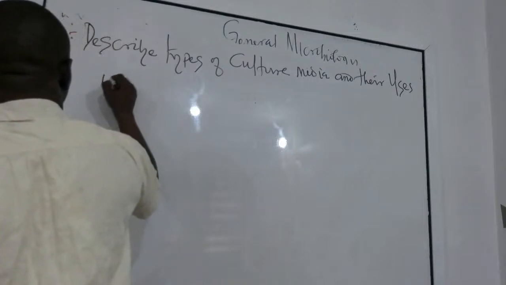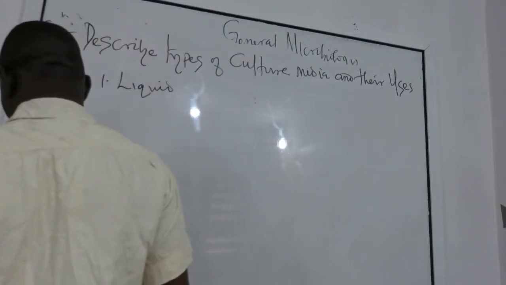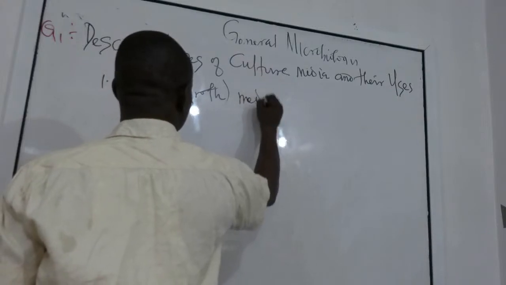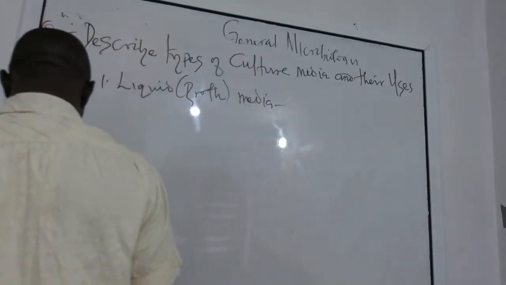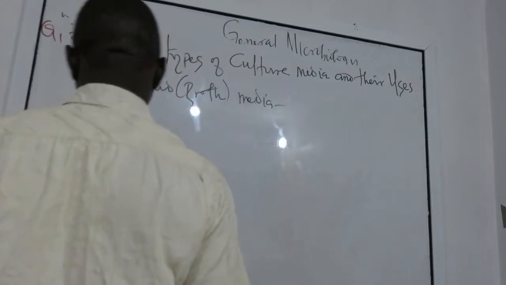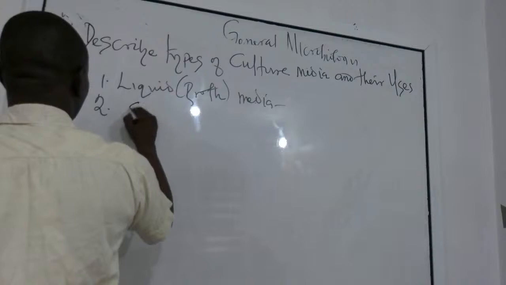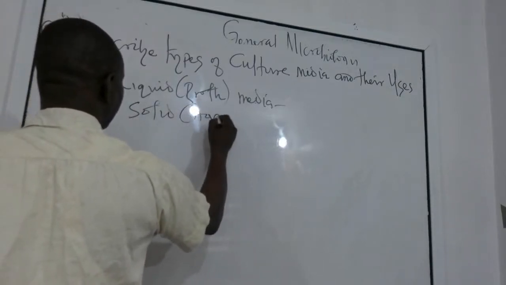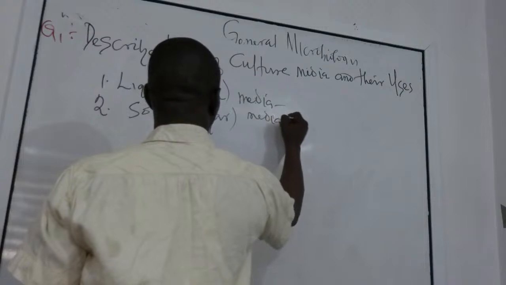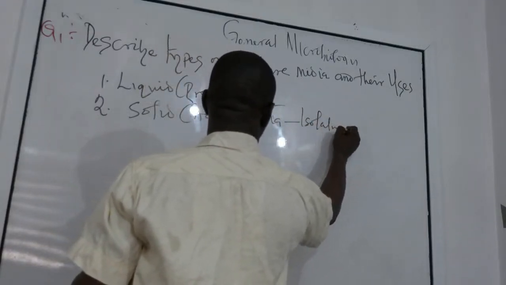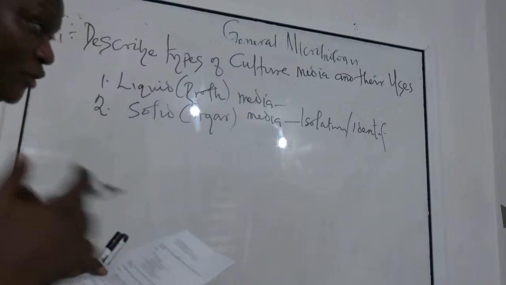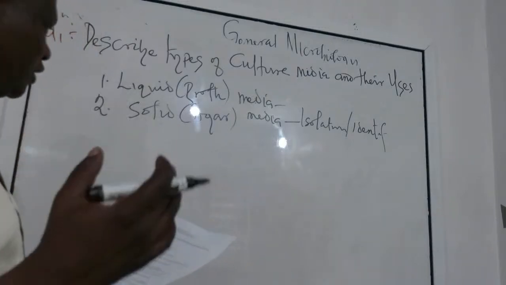The first one, you should be able to mention liquid media, and liquid, I told you, means broth. That one can be used to grow bacteria from liquid samples like the blood. Okay. Then the second one is solid. I made mention of solidifying agents, that is agar, which is used for isolation. You can use it to isolate, as well as for identification. On it, if microorganisms start to grow, you could actually use it to identify to a certain level.